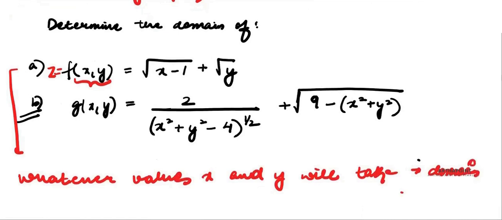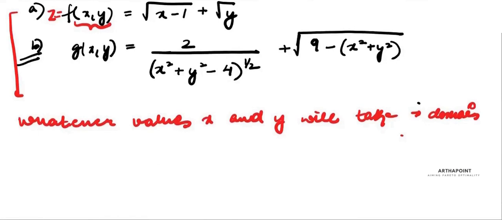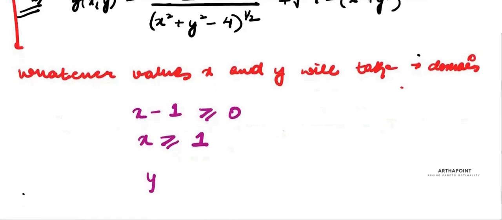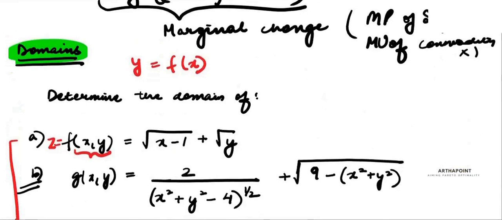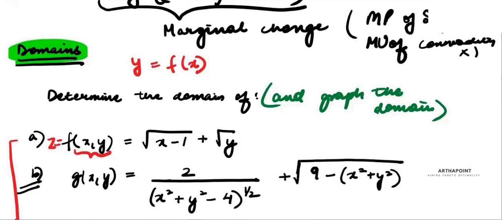Okay, let's take the first question. One thing is very clear to us: whatever comes inside the root has to be positive. So accordingly, I want my X minus 1 to be greater than or equal to 0, so I want my X to be greater than or equal to 1. And I want my Y to be greater than or equal to 0. Suppose I add one more part to the question: determine the domain of this and graph the domain. Suppose you also have to plot what the domain will be.